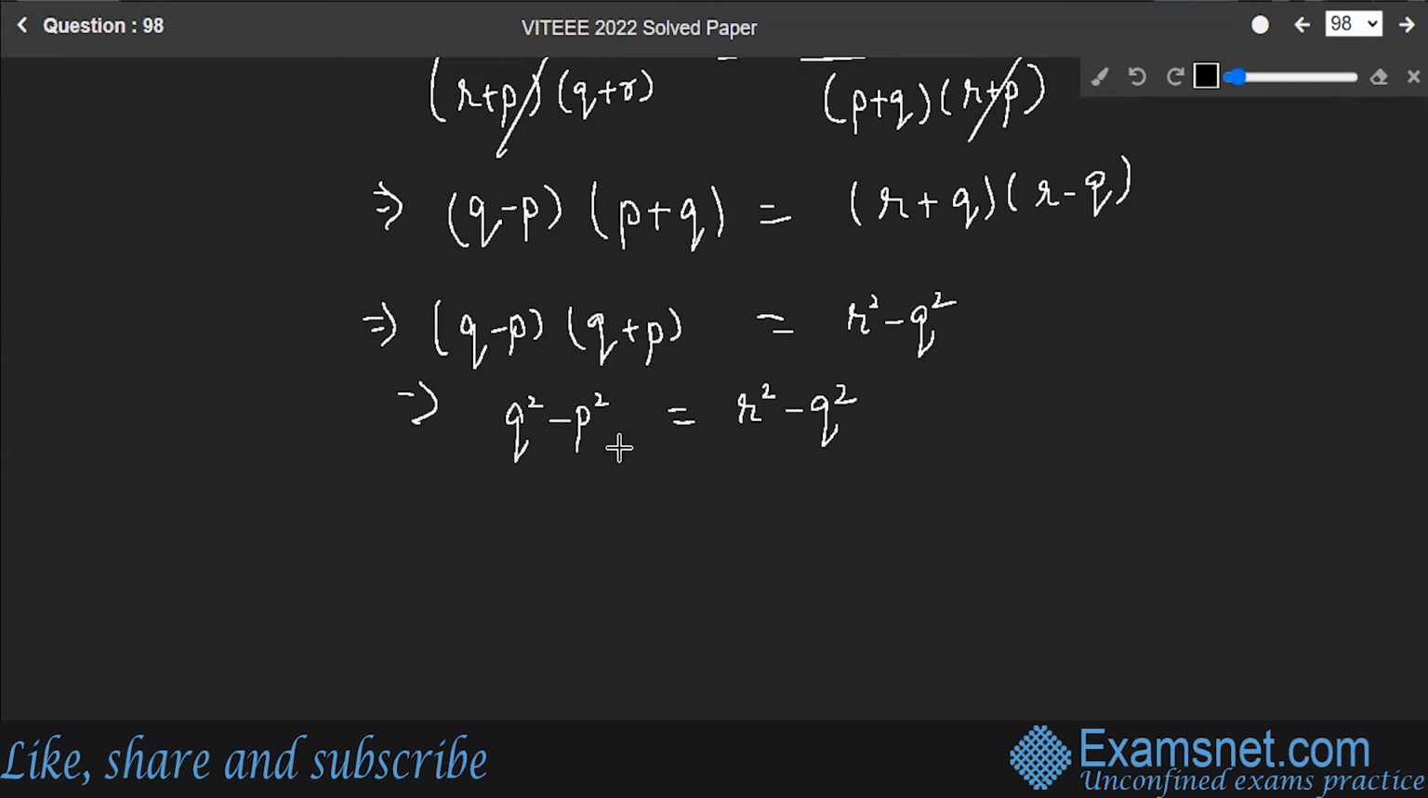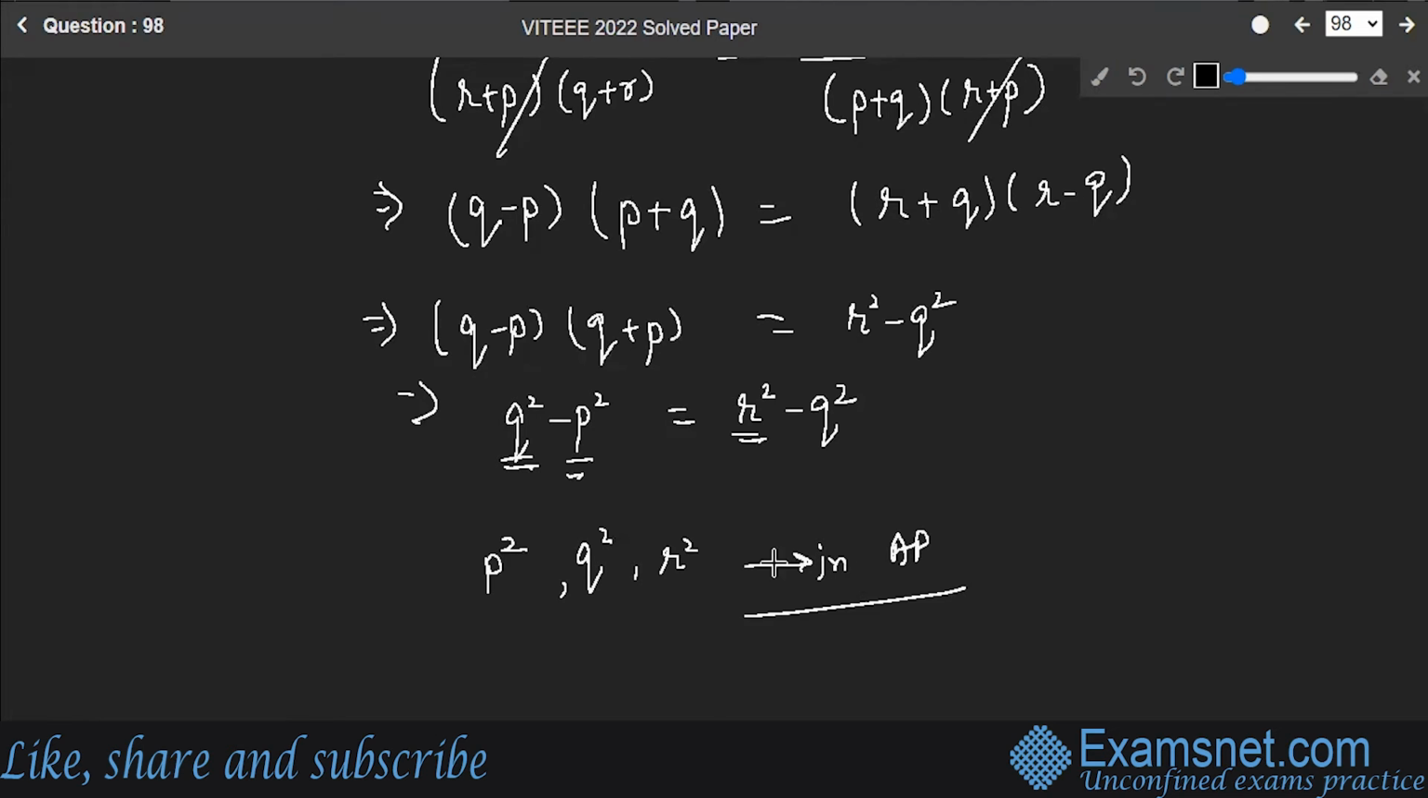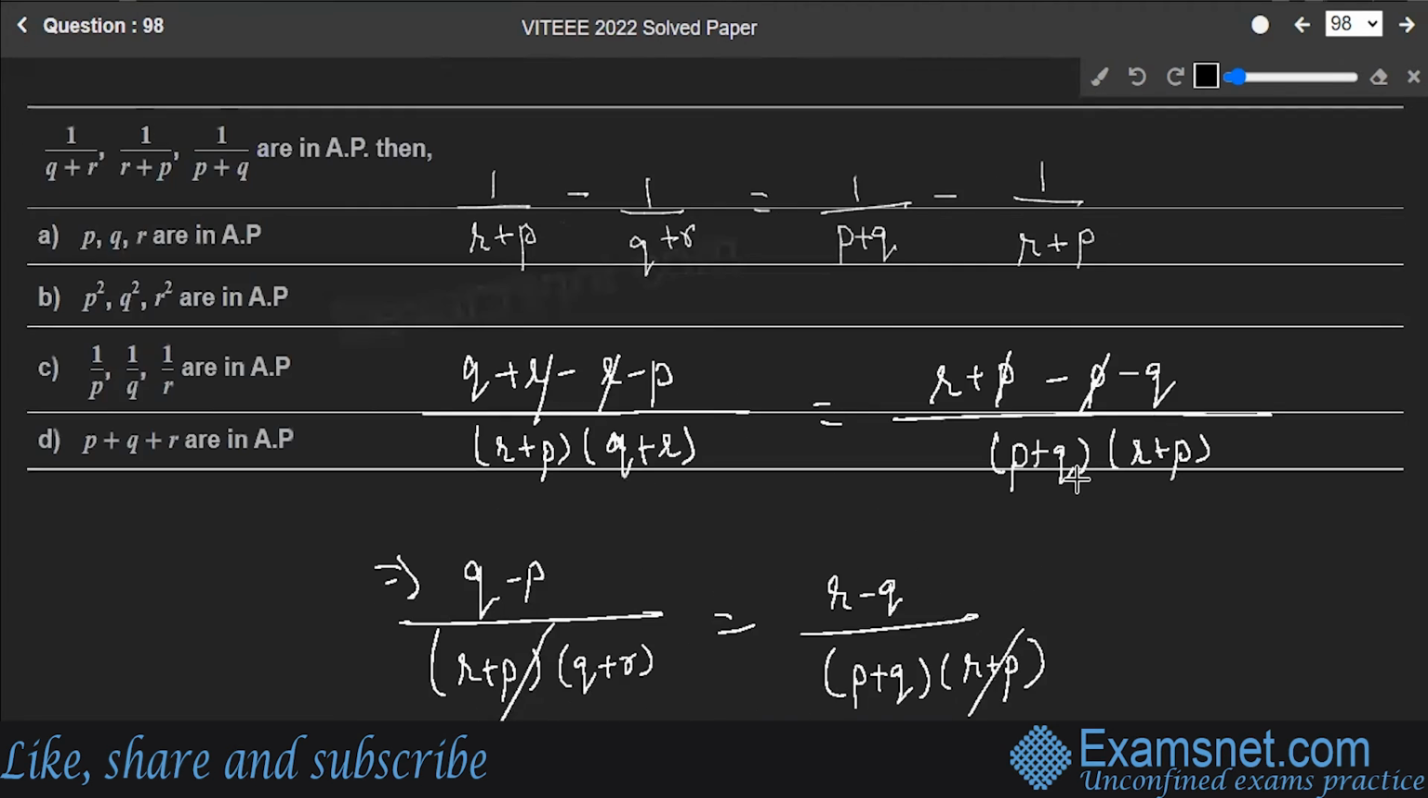Yeah. So according to this, this is the second term, this is the first term: q square, p square. And the third term, r square. They are in AP. If I'm considering q square as the second term, p square as the first term, r square as the third term, then this series is in AP, which makes your option B the correct answer. Hope you got that.